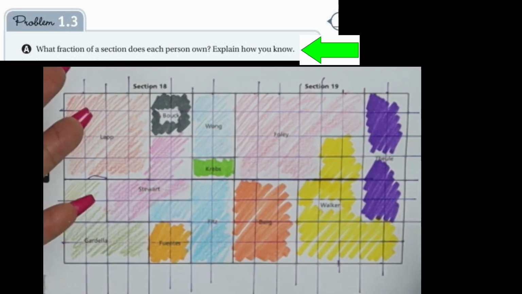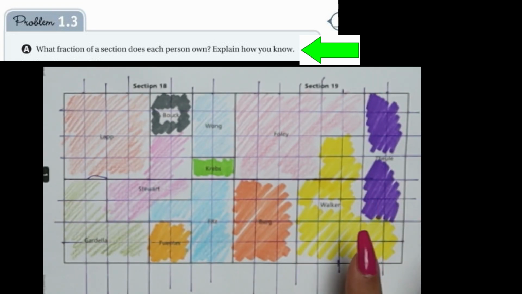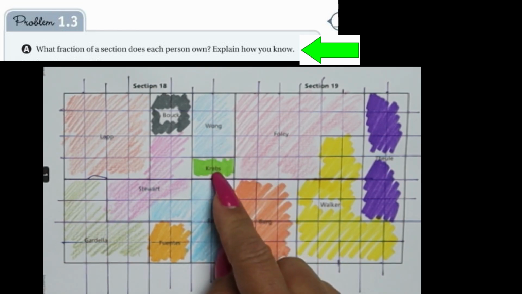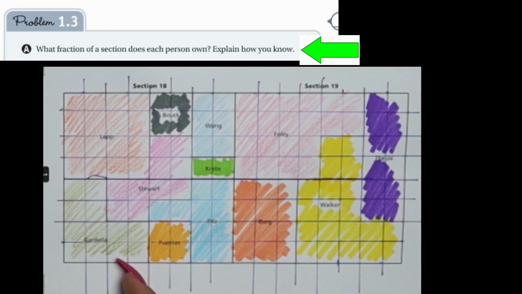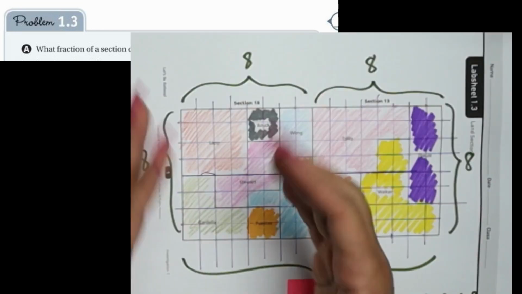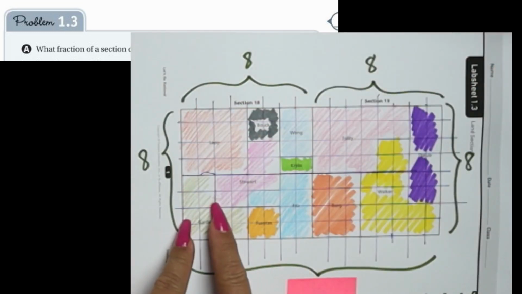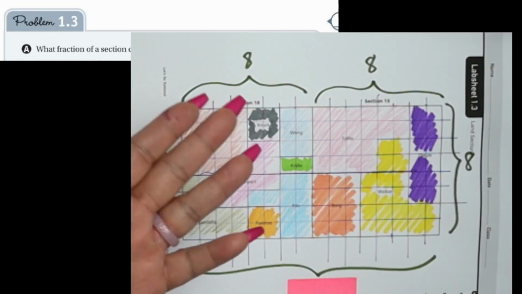Okay, so now when I look at the plot, all of the sections are equal, and now I can compare how much Walker has than Berg, or how much Wong has than Krebs. So if I count each of these sections, I sectioned off each section into equal parts. So each of these are equal. Now I can compare their fraction.